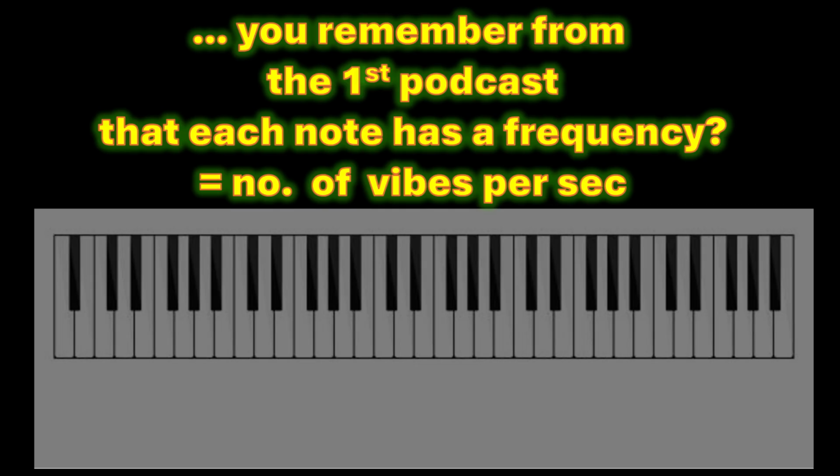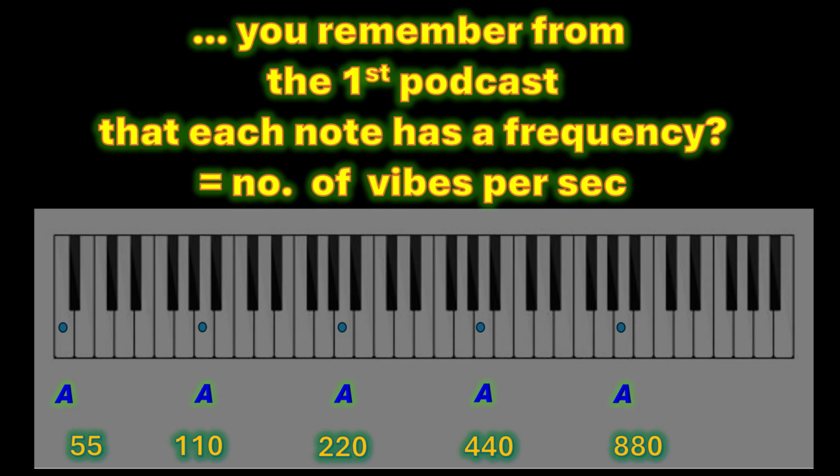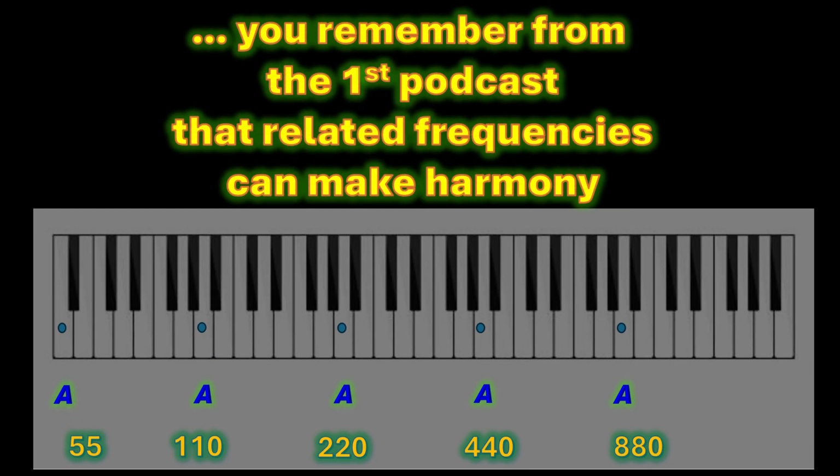The very lowest A is 55. The A above it is double that, 110. The A above that is double, 220. The A above that is double again, 440. When you're playing the 440 A on a string, then that string is vibrating 440 times per second. We also pointed out in the first podcast that when frequencies are related to each other, then they can make harmony. And so, finally, we get to the purpose of this podcast.